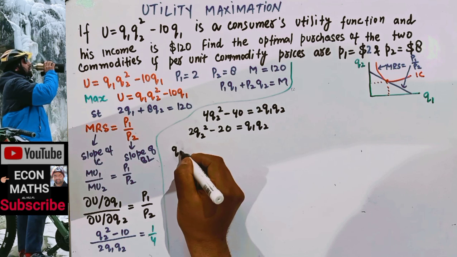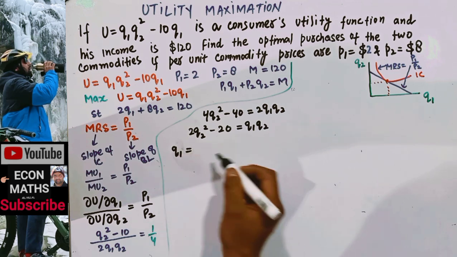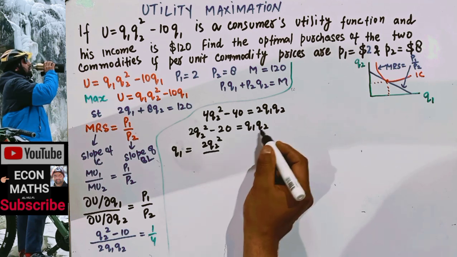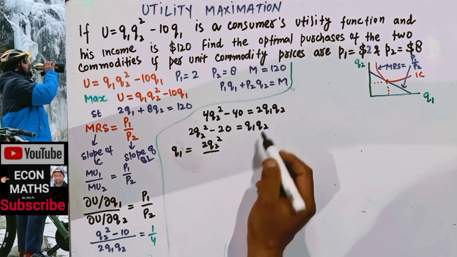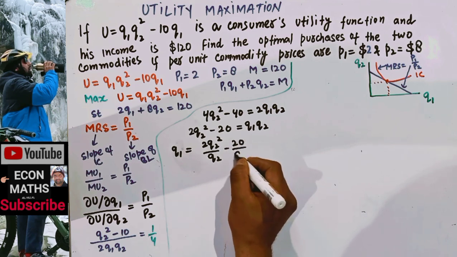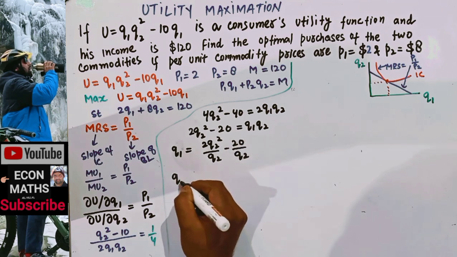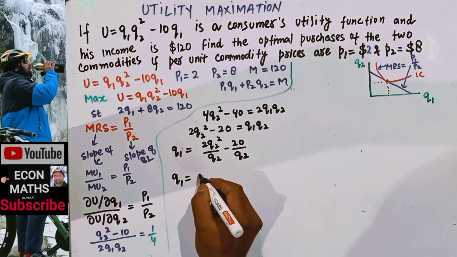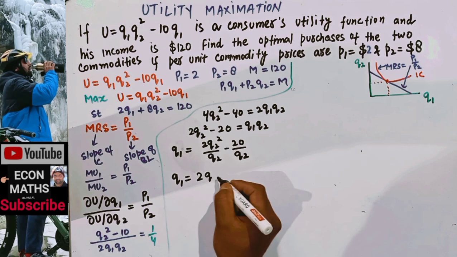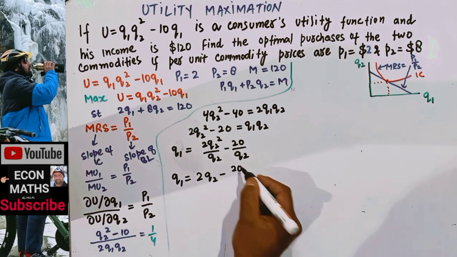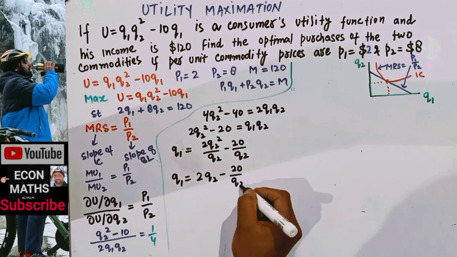That means q1 will be equal to twice q2 square divided by, I'm just dividing both sides by q2, minus 20 divided by q2. That means our q1 is equal to, the q2 will get cancelled, so we will get twice q2 minus 20 upon q2.